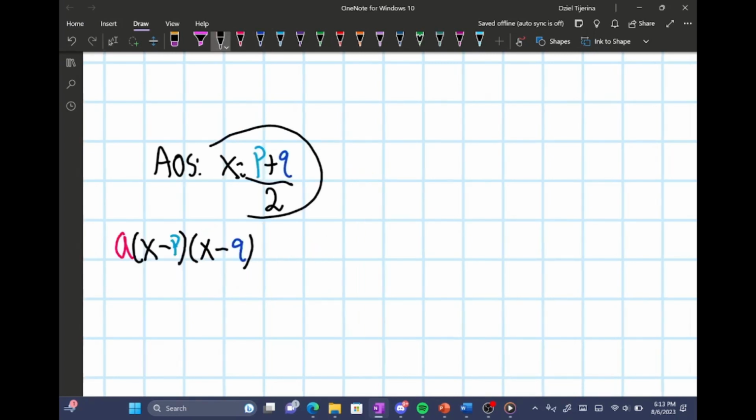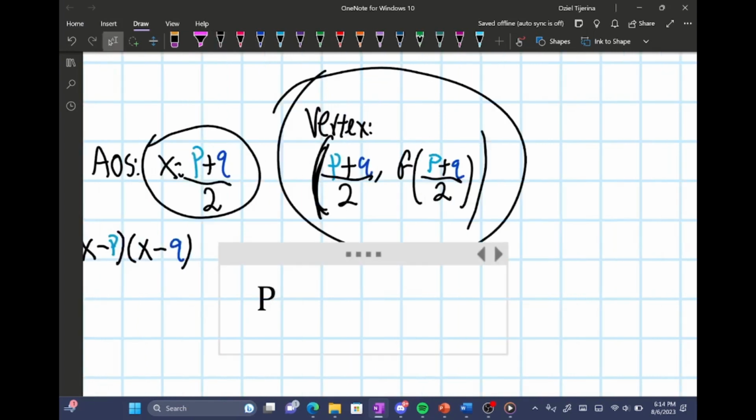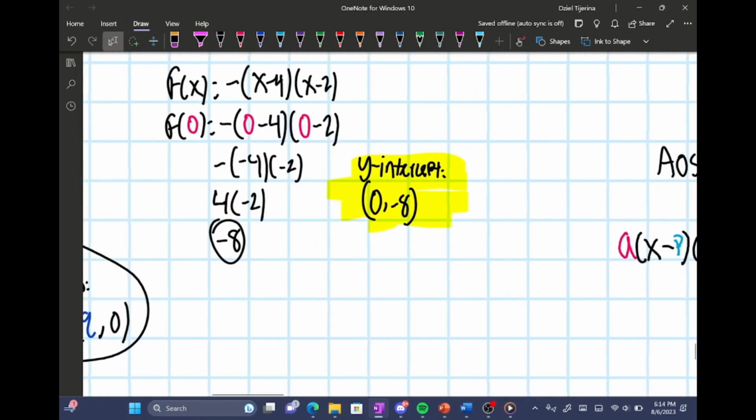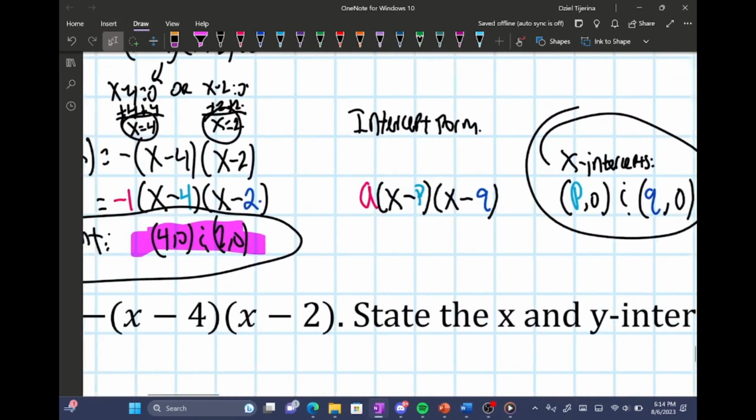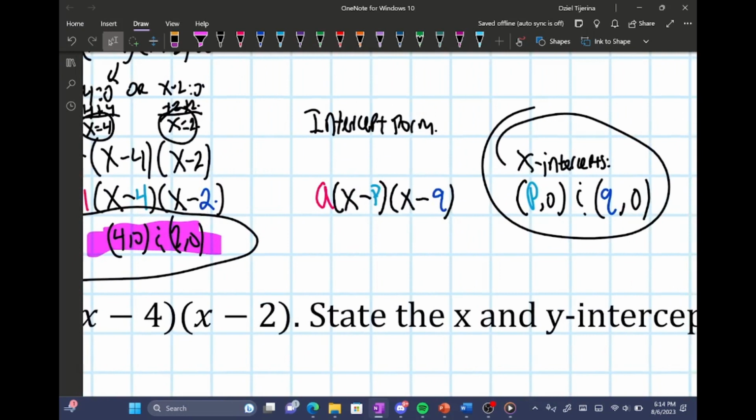And so once we find this, we're going to say that our vertex is (P plus Q over 2, comma, and then let me just finish here. Okay guys, so that's what this would be. So what we have to do here, since we know that our x-intercepts were at (4, 0) and (2, 0), we can simply say that P can be 4, so P is equal to 4 as we stated right here, and Q can be equal to 2.